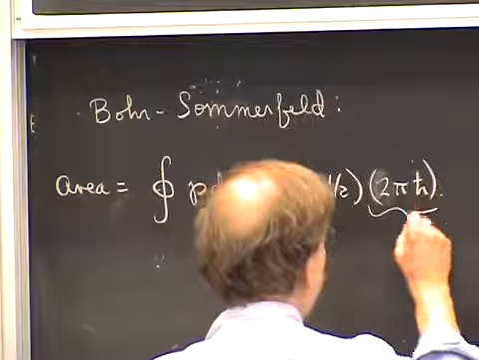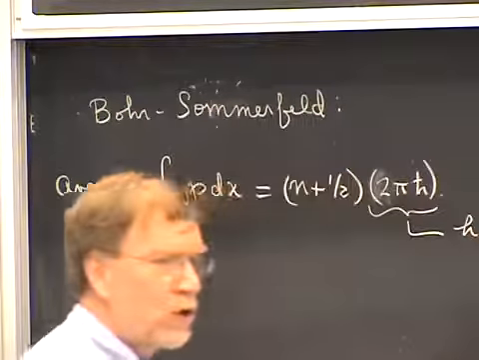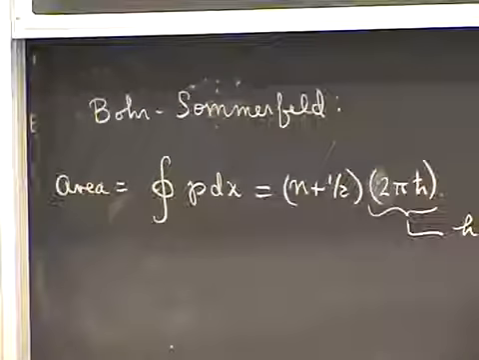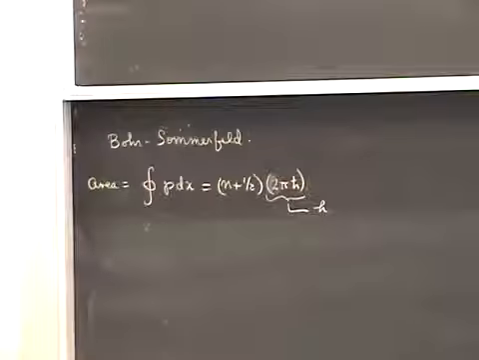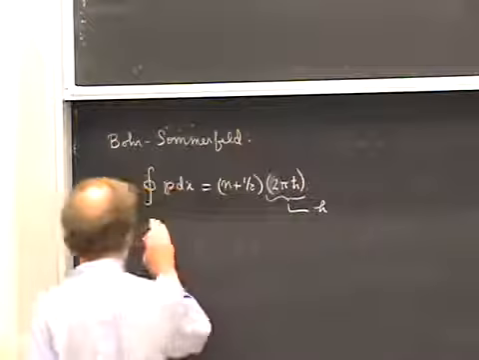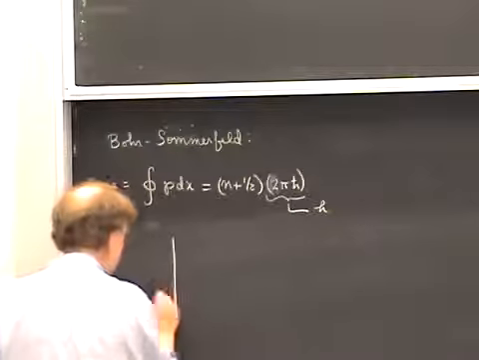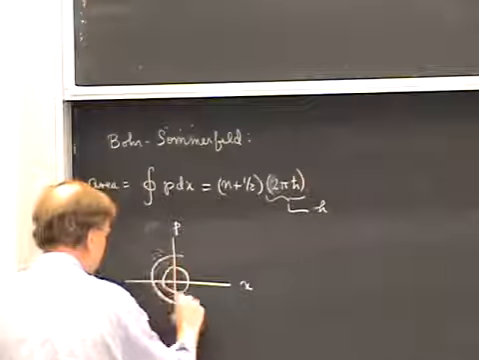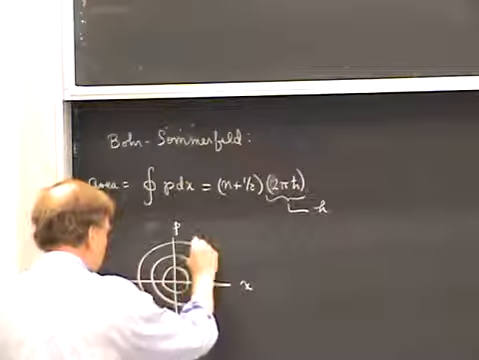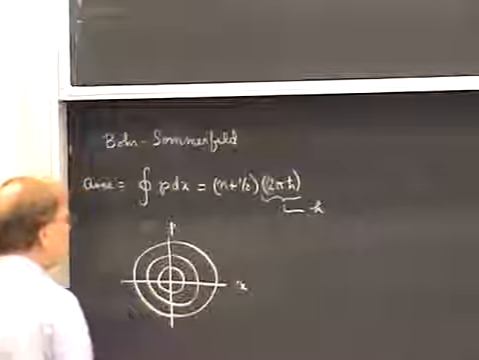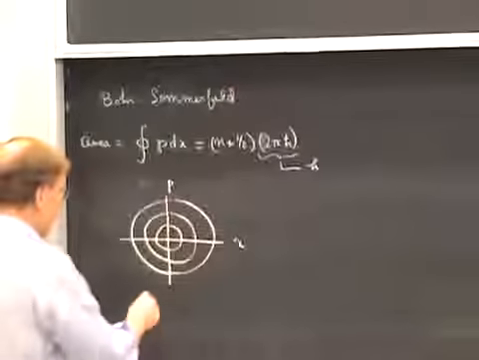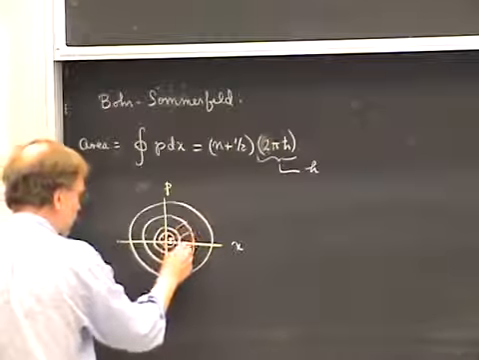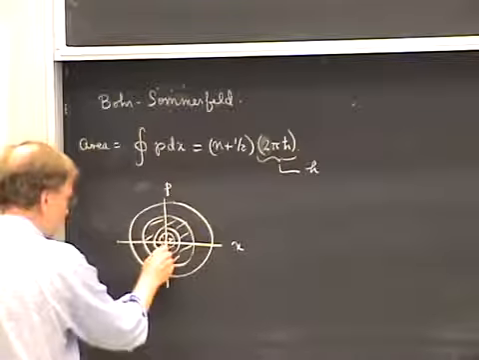2 pi h bar is the same thing as Planck's original constant h. So you can think of the so-called Planck cell as being an area h in phase space. Let me sketch the orbits in phase space for a typical oscillator. There'll be things that look like this. And the quantized orbits are the ones that have an area of n plus a half Planck cells. So the center one has an area of a half, and then after that, it goes 3 halves, 5 halves, and so on.